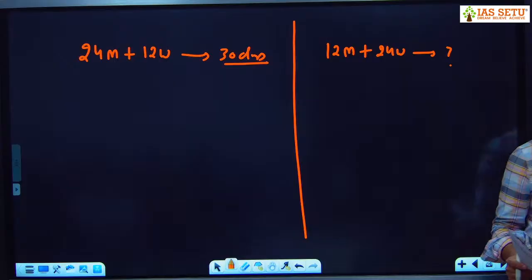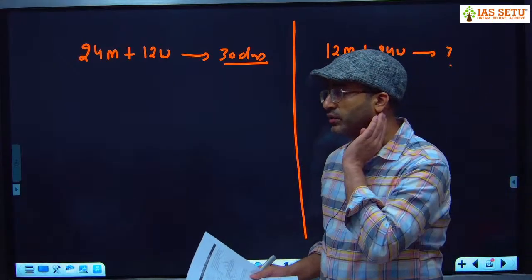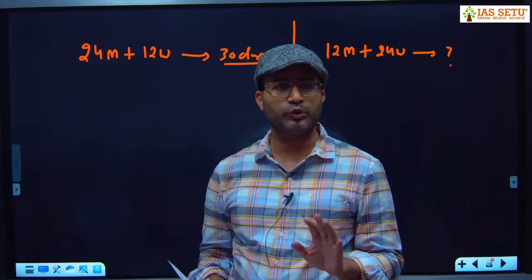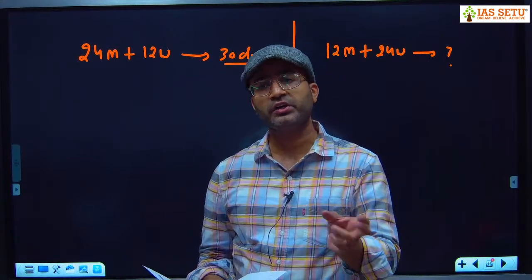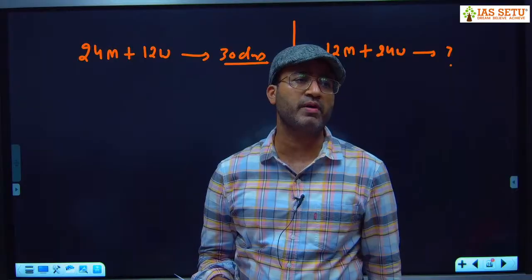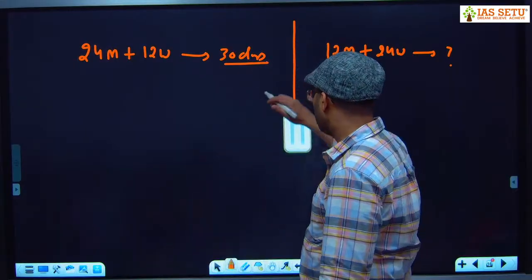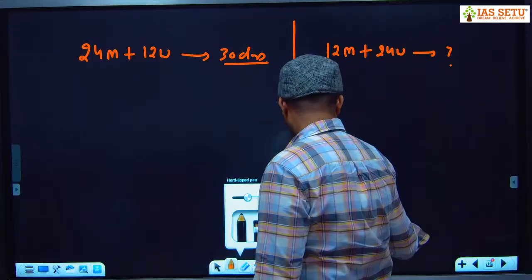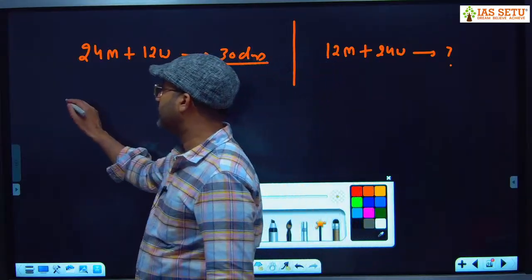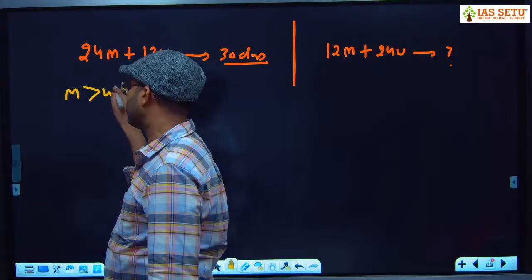कैसे? See here, we don't have a fixed answer. Your answer keeps on changing if you keep on changing the efficiency of man and woman. Like here, in one case, you assume man is more efficient than woman.